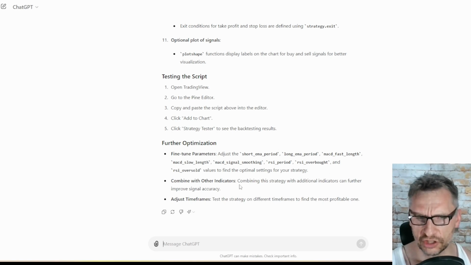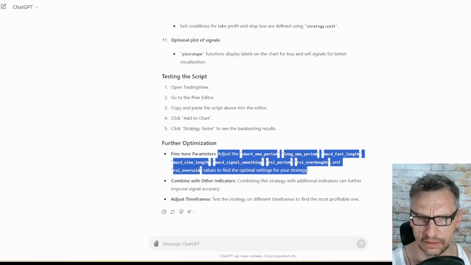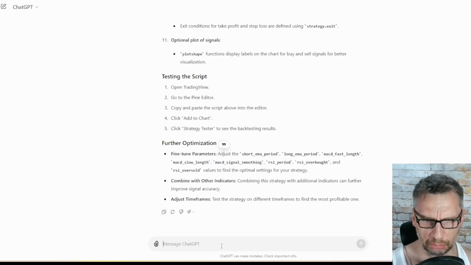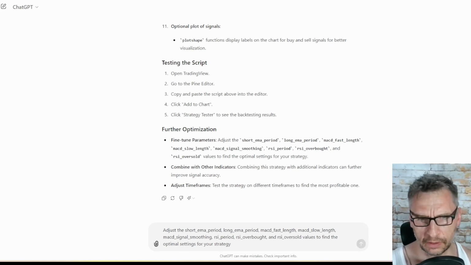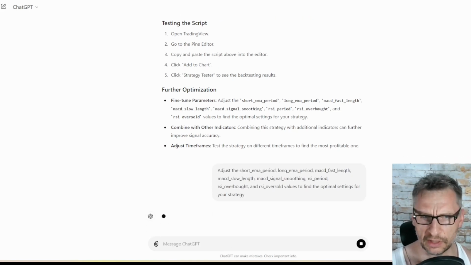And then another suggestion is combining this strategy with additional indicators can further improve signal accuracy. Test the strategy on different time frames to find the most profitable one. So it's pretty descriptive in how to use it. But let's copy and paste this and put it into the prompt here. See what ChatGPT comes up with now.